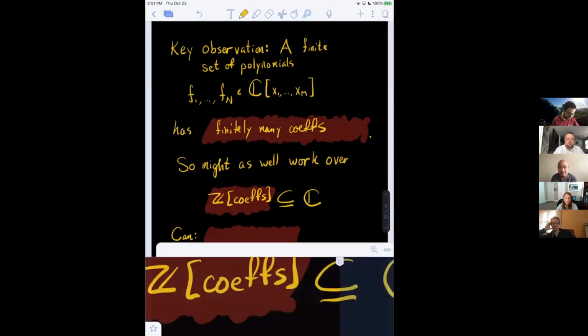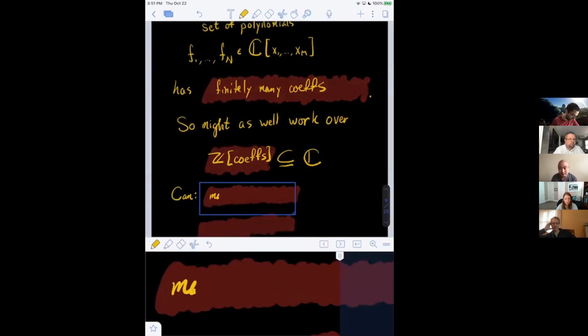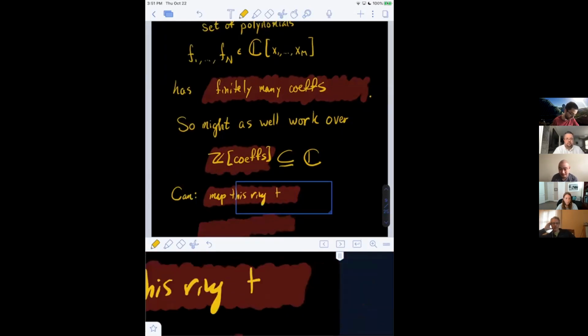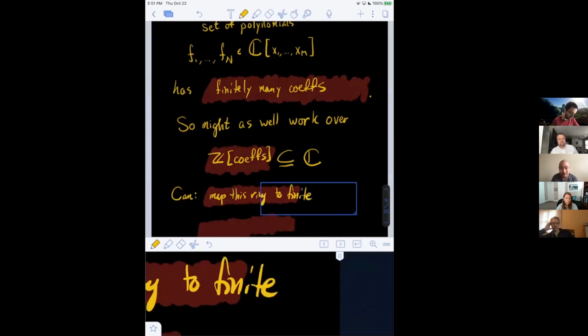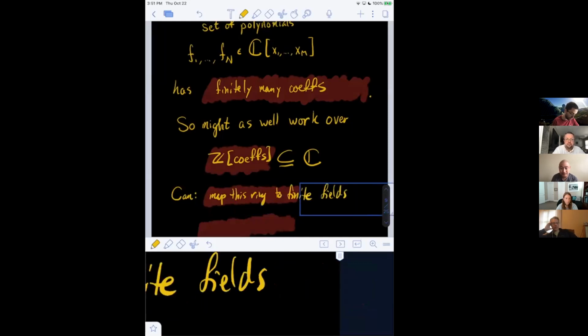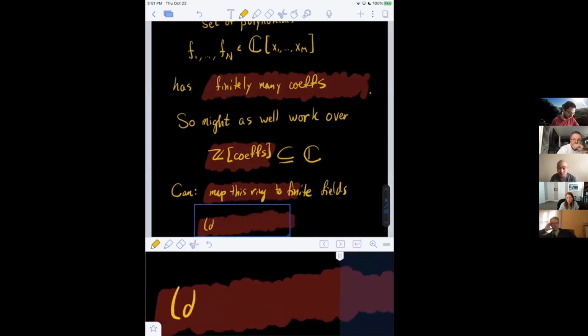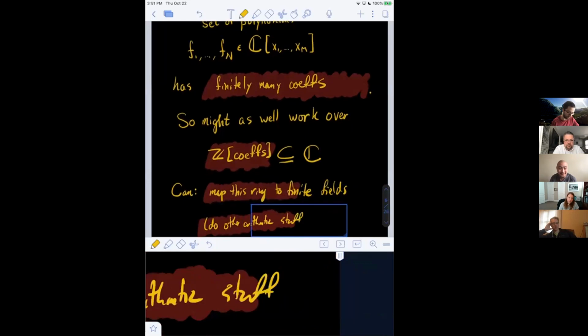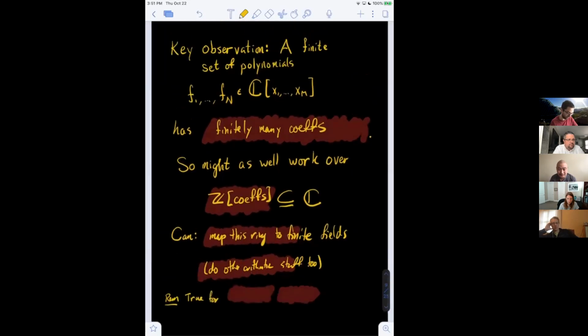So here you can map this ring to finite fields. If you have a map from this ring to a finite field, and you have a polynomial over the ring, you get a polynomial over the finite field. You can also, by the way, do other arithmetic stuff too. For the experts in the audience, you can do things like embed in a p-adic field and do all kinds of other fun stuff.